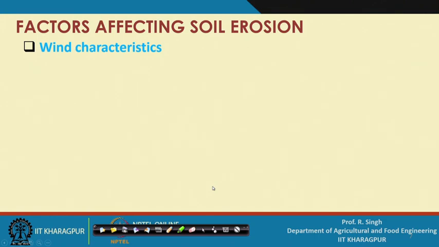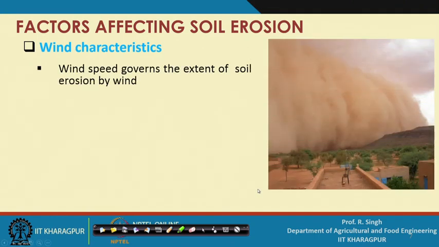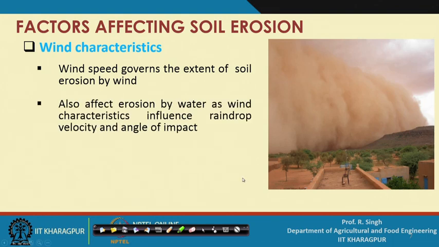Then next is wind characteristics. If we look at the wind characteristics, then obviously wind speed governs the extent of soil erosion by wind. We saw in the previous class, we discussed that when wind is light, then it rolls the soil particles, but if wind speed is greater, then there is a dust storm. So, basically wind speed governs the extent of soil erosion by wind.